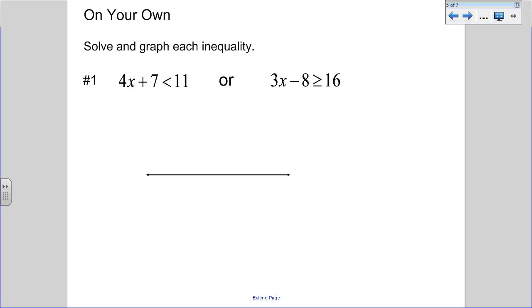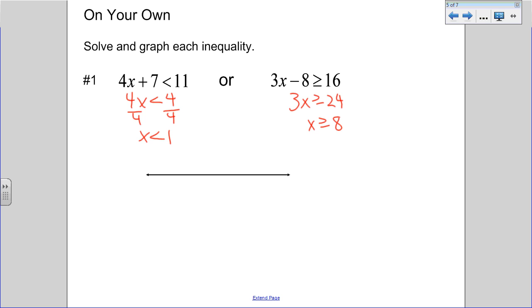There's nothing that they have to have in common. So I'm simply going to solve. I get 4x is less than 4 when I subtract 7. When I divide by 4, I get x is less than 1. Here I'm going to add 8. And when I divide by 3, I get x is greater than or equal to 8. I don't need to reverse any of my inequalities because I didn't multiply or divide by any negatives.